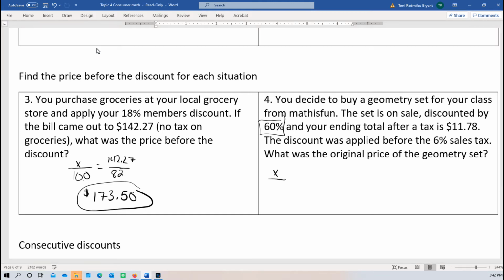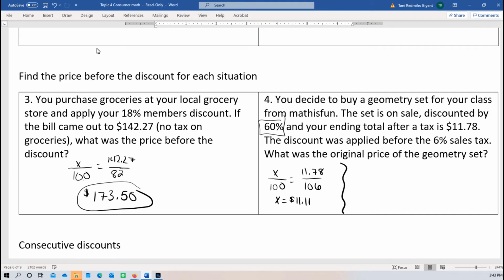I don't know what it was before tax, but it was 100% of the price. And we paid 106% of the price, 6% above and beyond my merchandise, which is 1178. So 1178, go ahead and do that proportion. All right, and you should get 1111. That was the price before the tax.